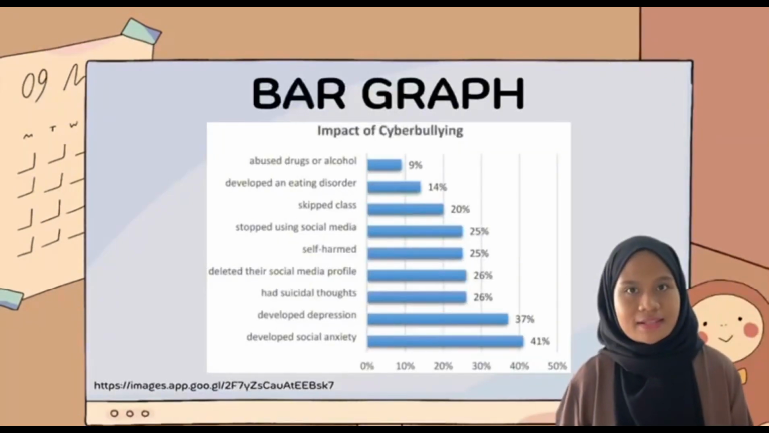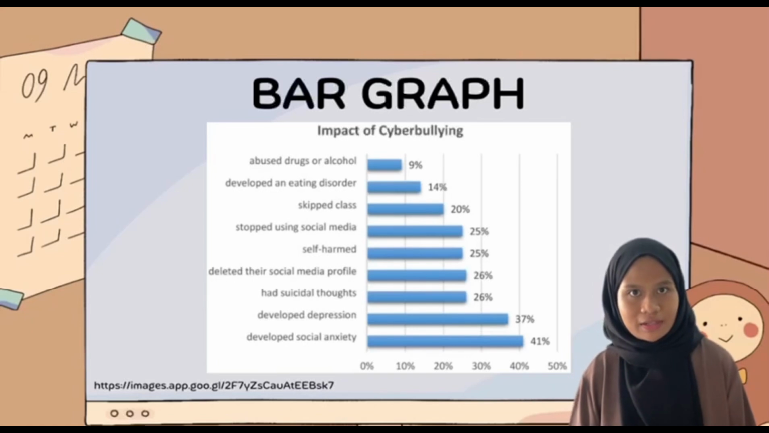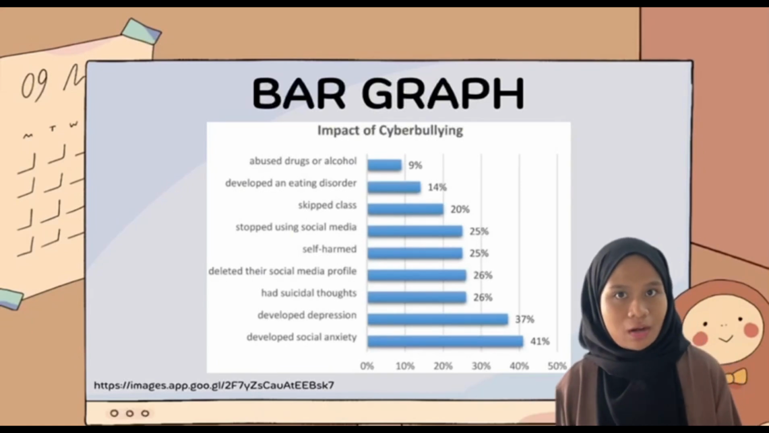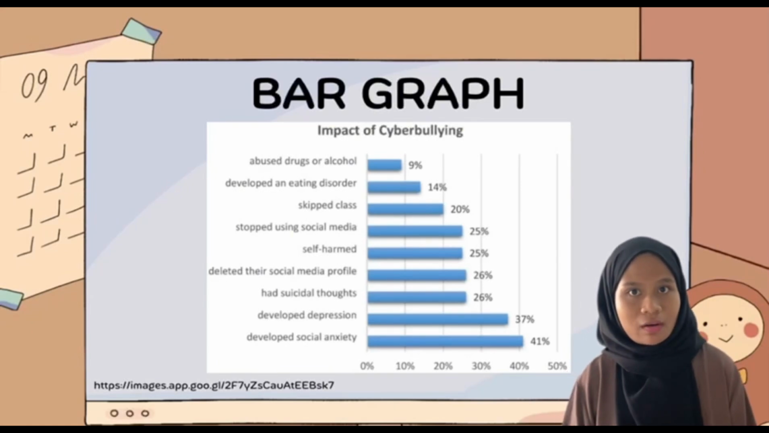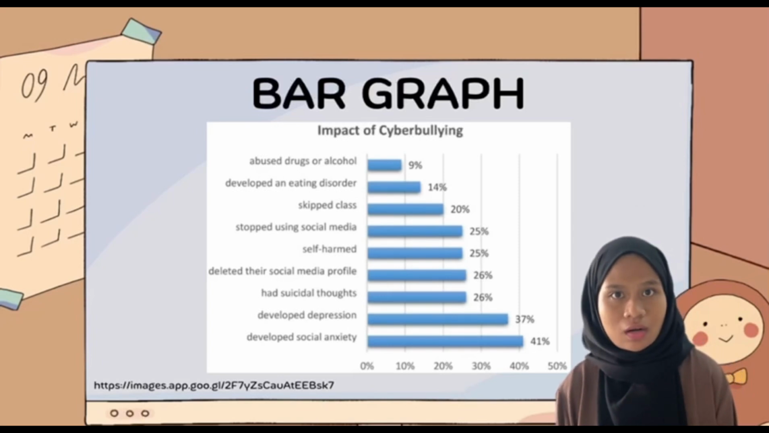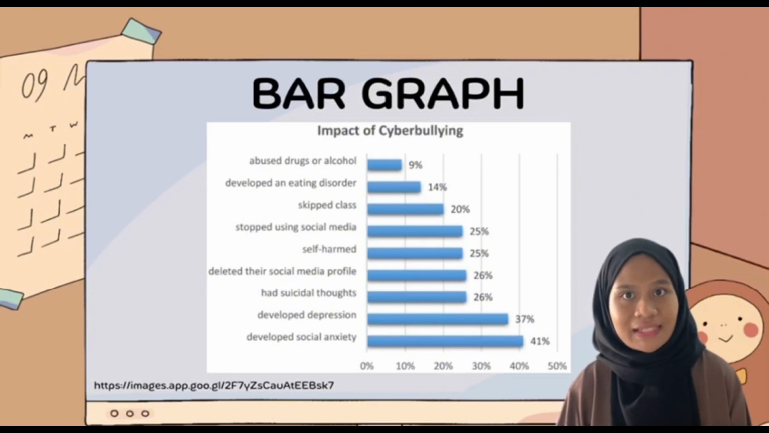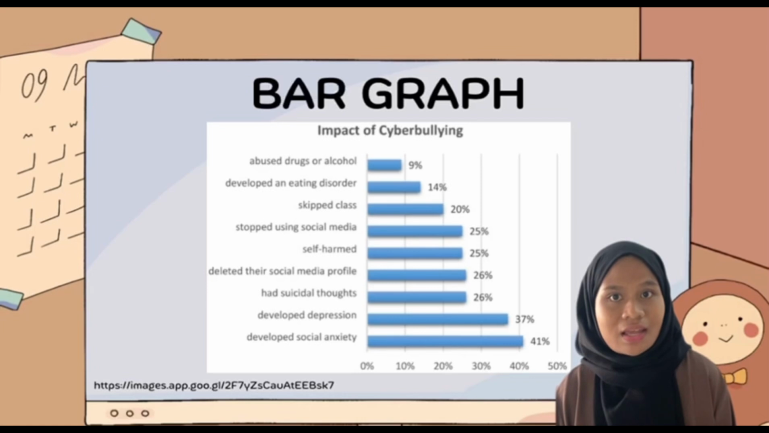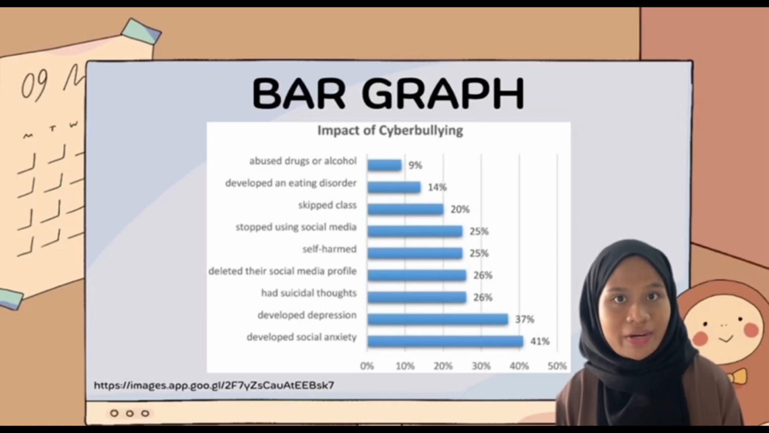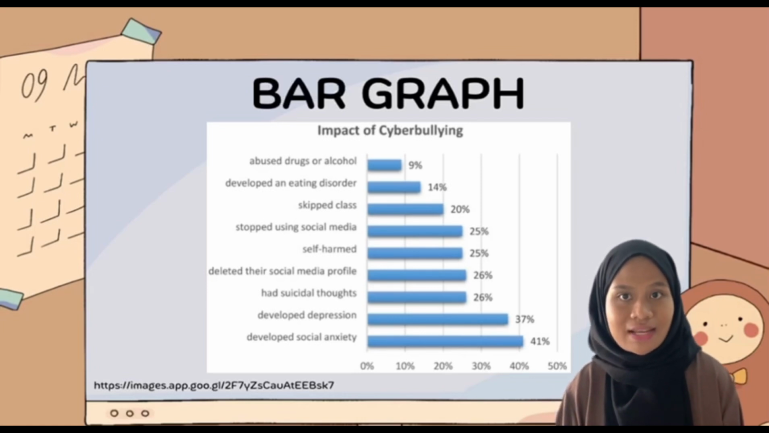Next, I will continue by explaining the bar graph. The graph shows the impact of cyberbullying. There were 9 impacts, which are abuse drugs or alcohol, develop eating disorders, skip class, stop using social media, self-harm, deleted their social media profile, had suicidal thoughts, develop depression, and lastly develop social anxiety. Move on to the features.